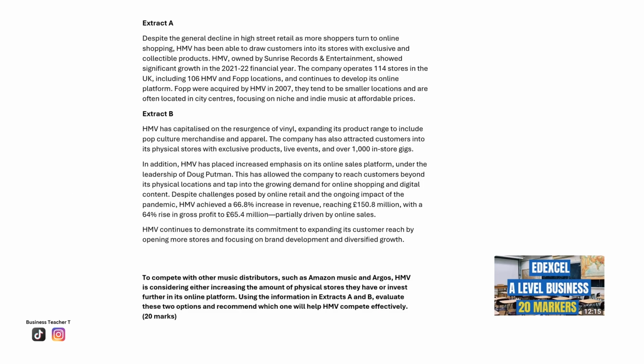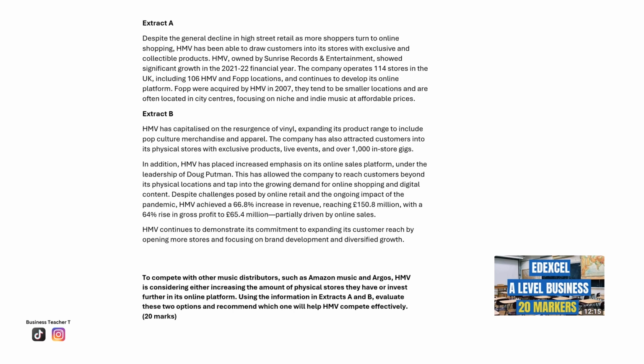On to a 20-mark question. To compete with other music distributors, such as Amazon Music and Argos, HMV is considering either increasing the amount of physical stores they have or investing further in its online platform. Using the information in extracts A and B, evaluate these two options and recommend which one will help HMV compete effectively.